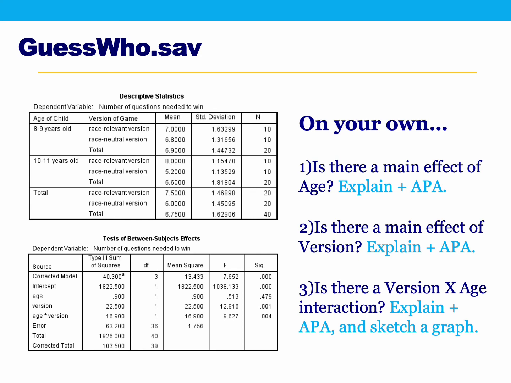And I also want you to tell me if the effect of version depends upon the age of the kids. Okay? So you're going to tell me if there's an interaction, and you're also going to sketch a graph. Okay? Using the 4 means that you have.